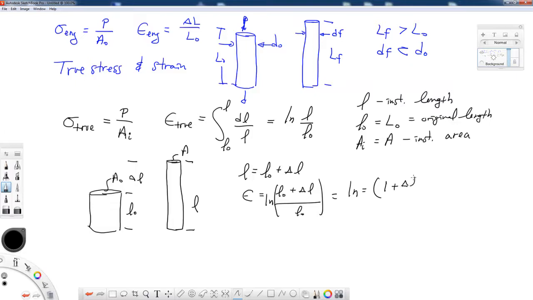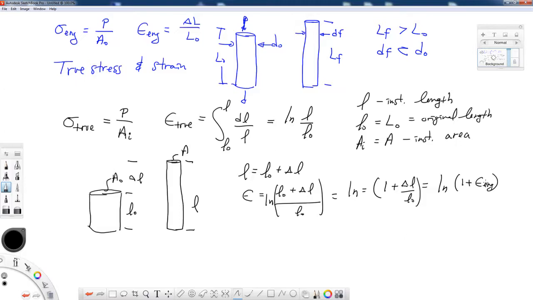We have 1 plus the change in length divided by the initial length. That's our engineering strain. So the true strain is related to our engineering strain by this method: 1 plus the engineering strain, but with that logarithm there in front of it. Now, if the engineering strain is really tiny, then they're going to be about the same quantities.